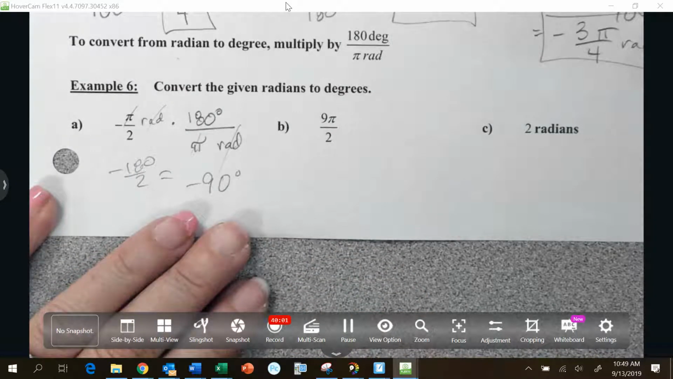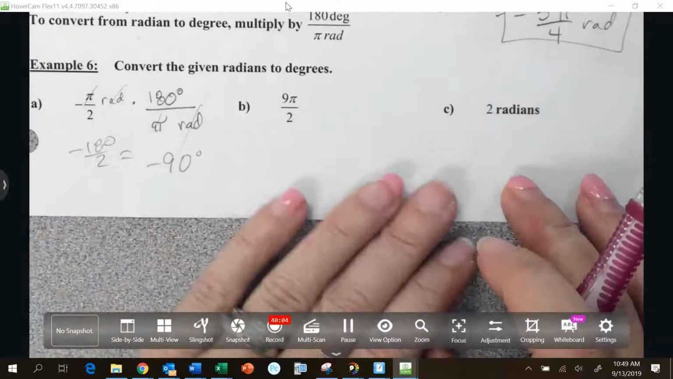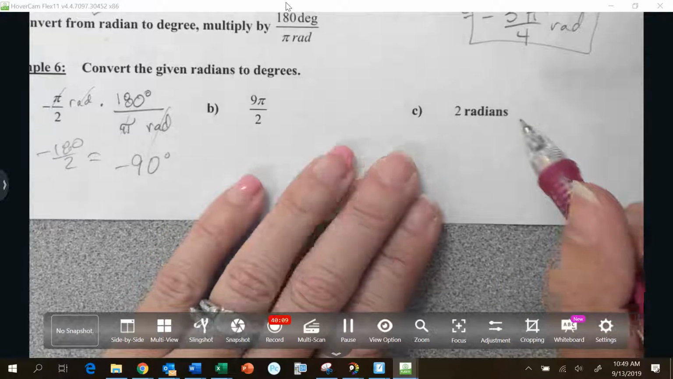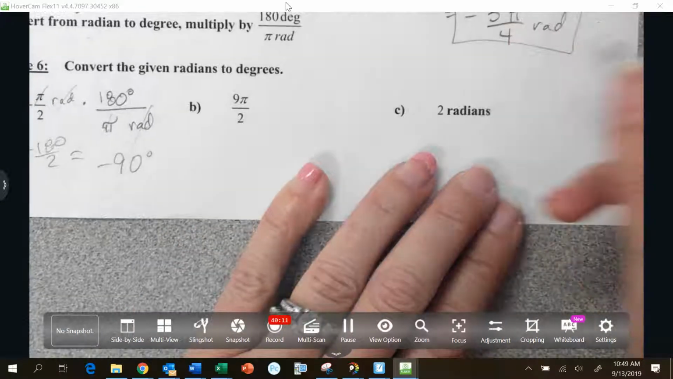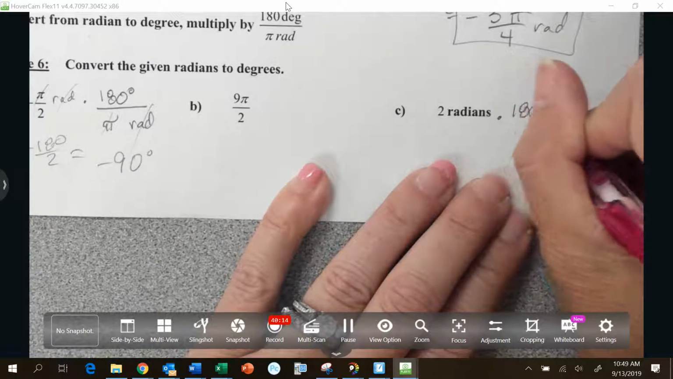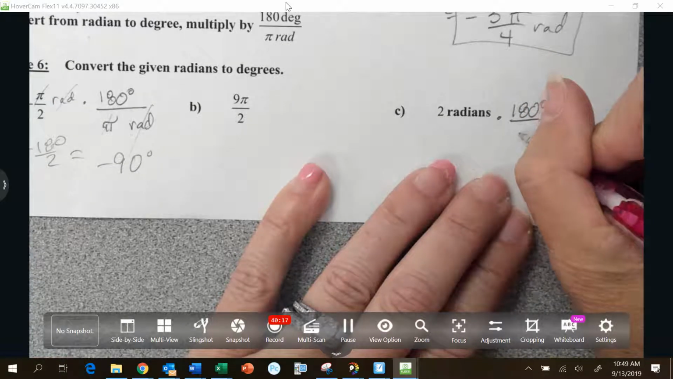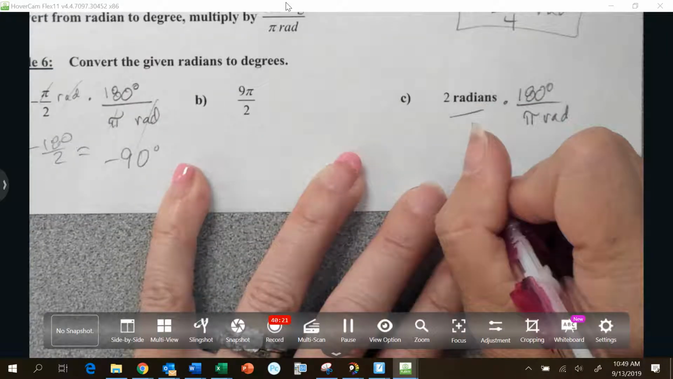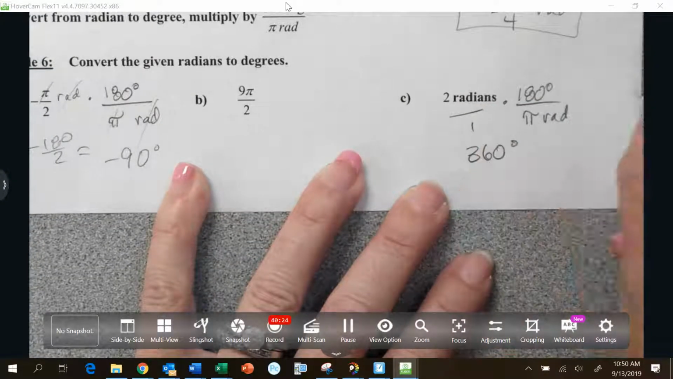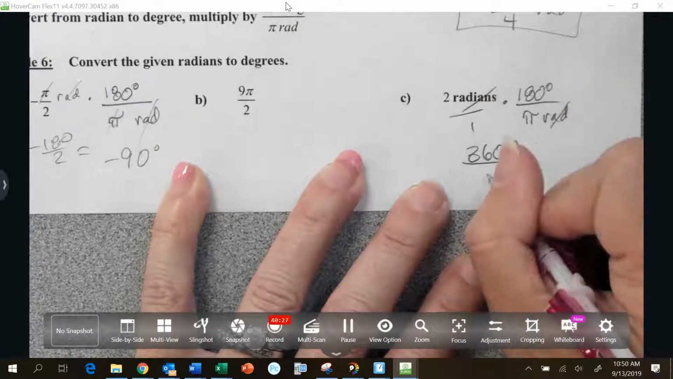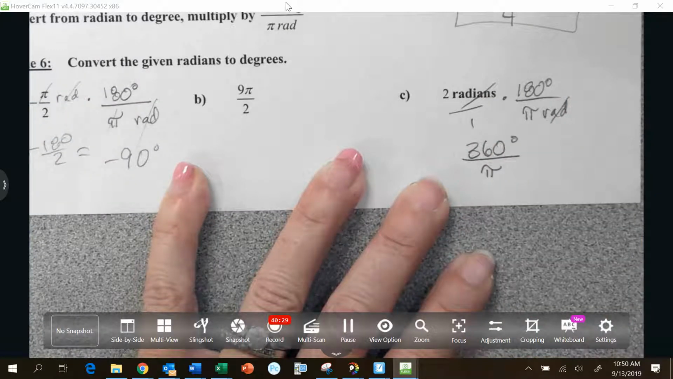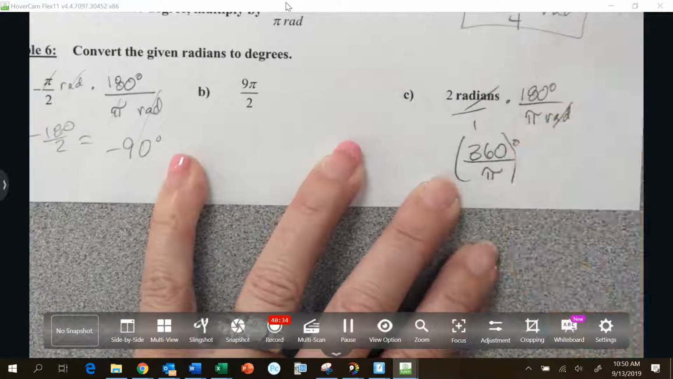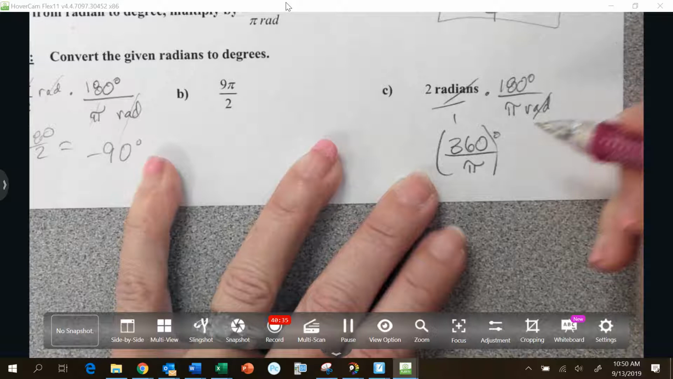I'm just going to skip to the last one. 2 radians. That does not have a pi in it, but it is still radians. See the word? It's radians. No degree symbol. So I'm going to multiply by 180 degrees to give it the degree symbol. I'm going to divide by pi radians. I'm going to go straight across, and I'm going to get 360. My radians cancel, but on the bottom the pi does not cancel. My answer has a pi in it.